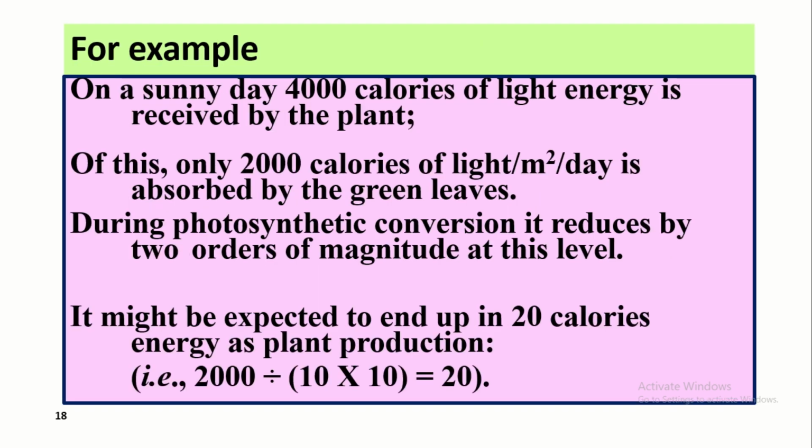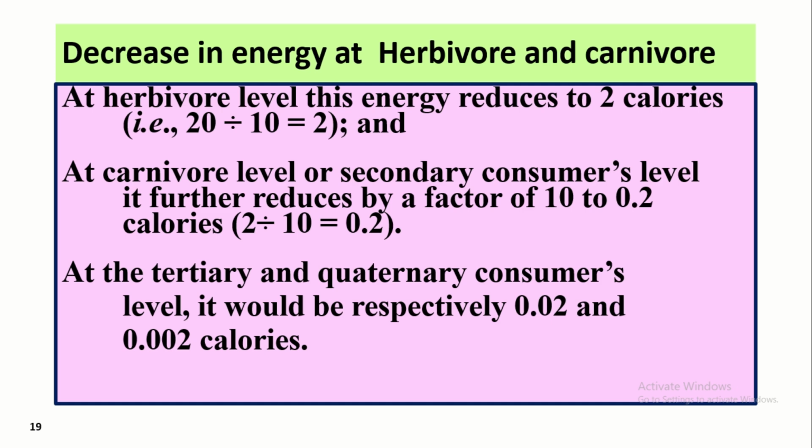successive transfer steps. On a sunny day, this is an example, assume that 4,000 calories of light is received by the plants. Of this, only 2,000 calories of light per meter per day is absorbed by the green plants. During photosynthetic conversion, it reduces by 2 orders of magnitude at this level. It might be expected to end up with 20 calories of energy as plant production, plant biomass and plant energy. At the herbivore level, this grass plant is utilized by herbivores. So when herbivores utilize it, definitely it will be 10 times less. So this would reduce from 20 to 2 calories.